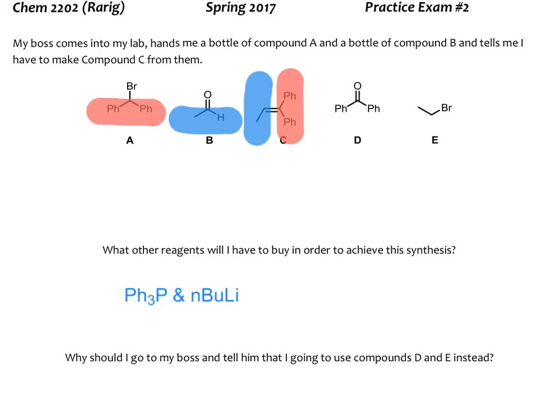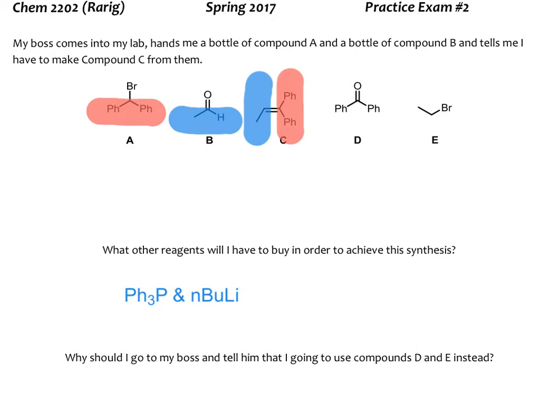This next question is, why should I go to my boss and tell him that I'm going to use compounds D and E instead? This isn't a trick question. It's telling you that it's best to use compounds D and E instead. So the explanation for this is that it all depends on how easy it is to form the phosphonium halide salt. So how easy is it for a phosphine nucleophile to displace the halogen of your alkyl halide?